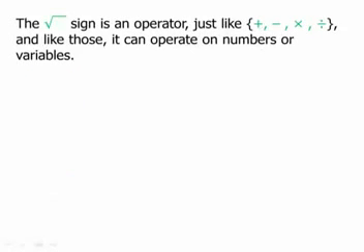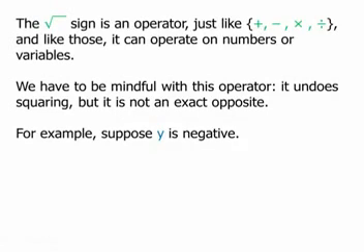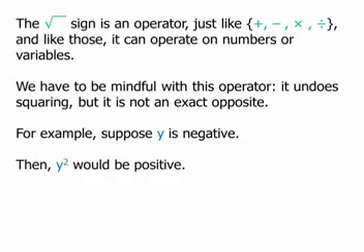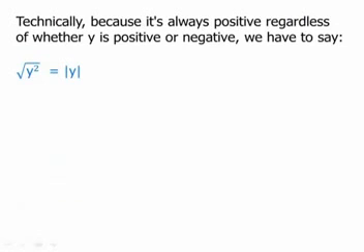The radical sign is an operator, just like addition, subtraction, multiplication, and division signs. All those are operators. And like those, it can operate on numbers or variables. We have to be mindful with this operator. It undoes squaring, but it is not an exact opposite. For example, suppose y is negative. Then y squared would be positive. Then the square root of y squared would also be positive. In other words, we don't wind up with the original negative number. We don't wind up where we started. So we have to be very careful.